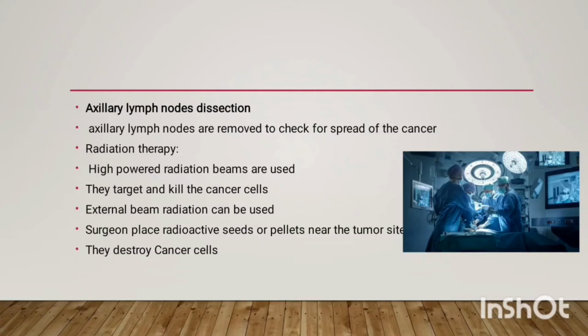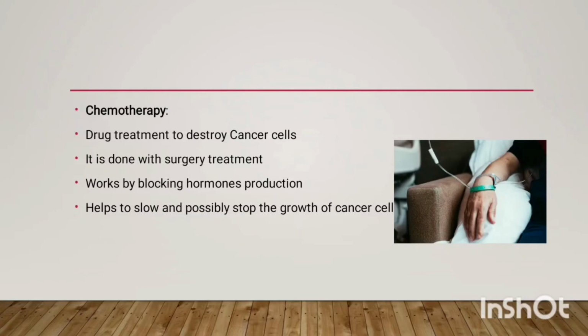Chemotherapy is also important. It's actually a drug treatment to destroy cancer cells. It is usually done along with surgery treatment. Works by blocking hormone production. In chemotherapy, the drugs that are usually used there stop the release of the hormones estrogen and progesterone. They help to slow and possibly stop the growth of cancer cells.